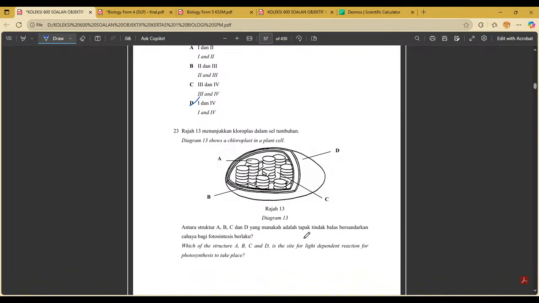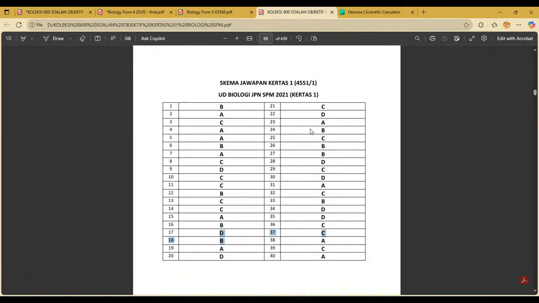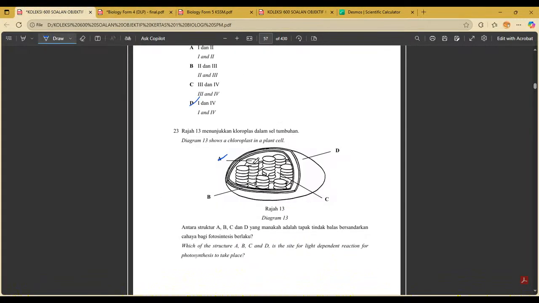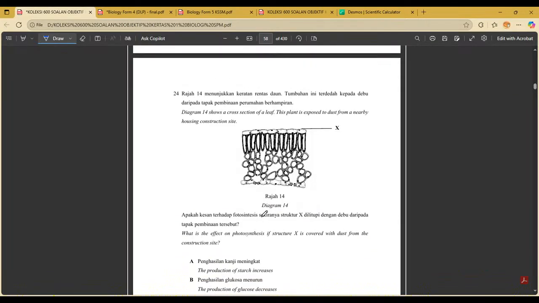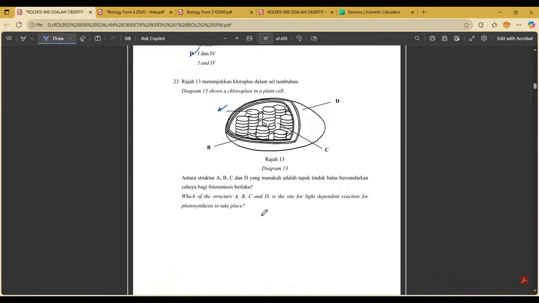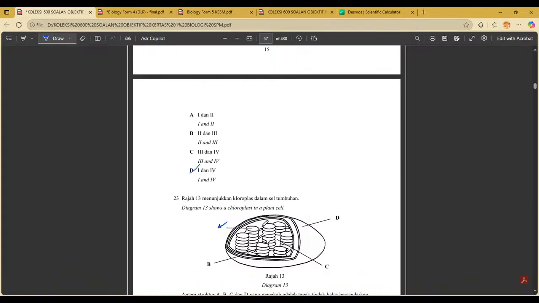Chloroplast in a cell. Which of the following structures is the site for the light-dependent reaction of photosynthesis? Light-dependent is in A, I think. 23. Either A or C. I think it's A. Yeah, it's A. This is light-dependent. I assume C is not light-dependent. I forgot the word.